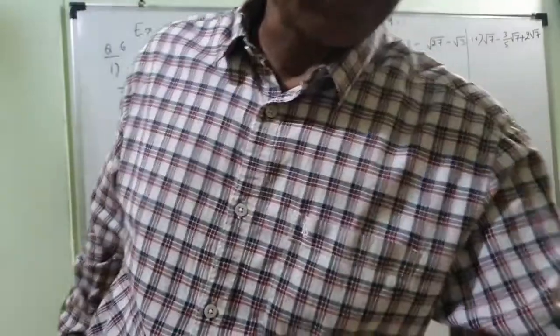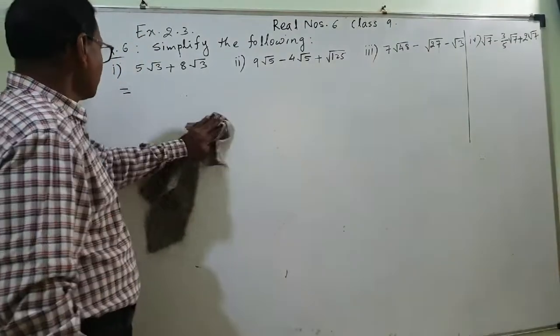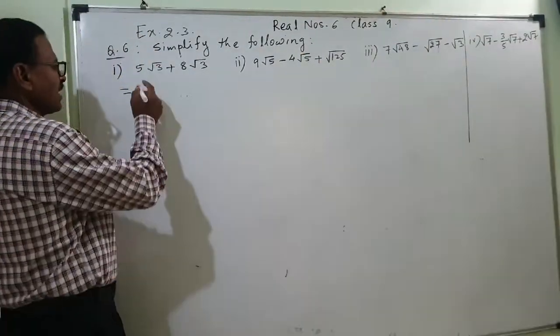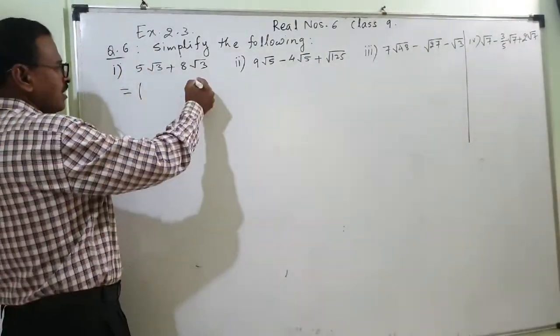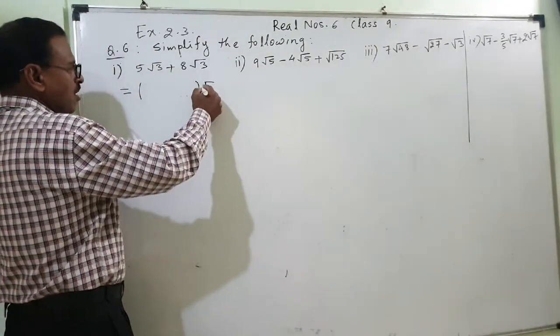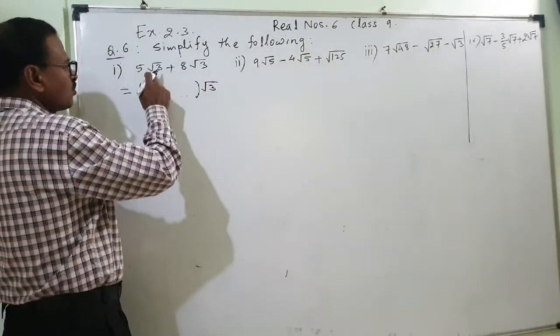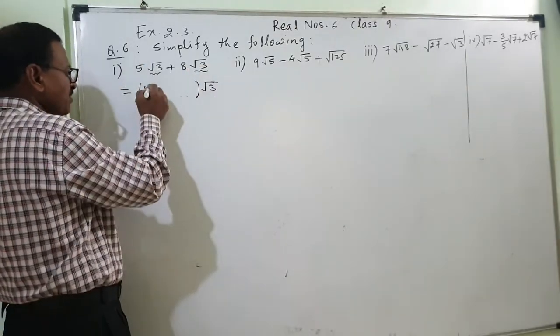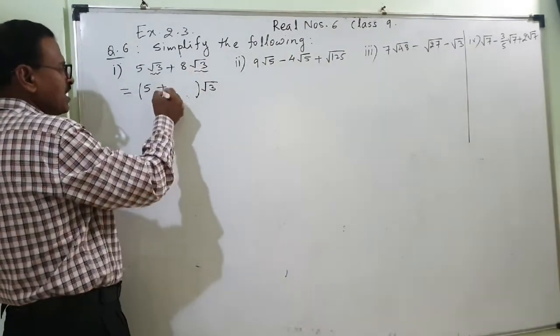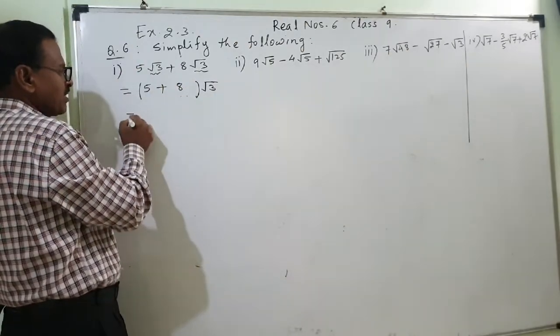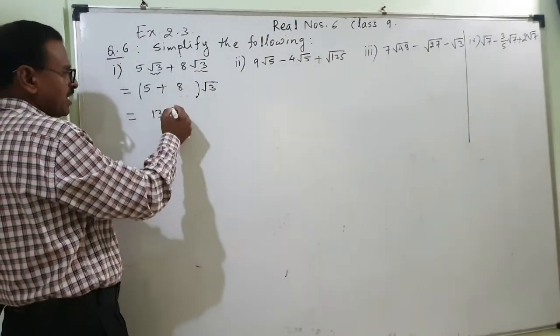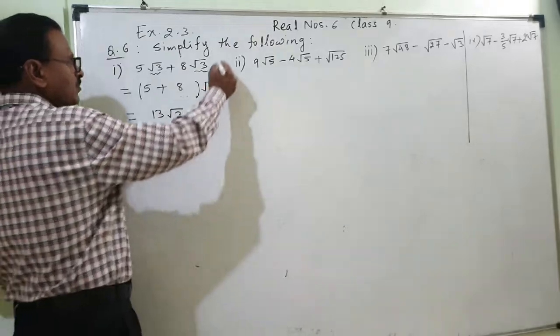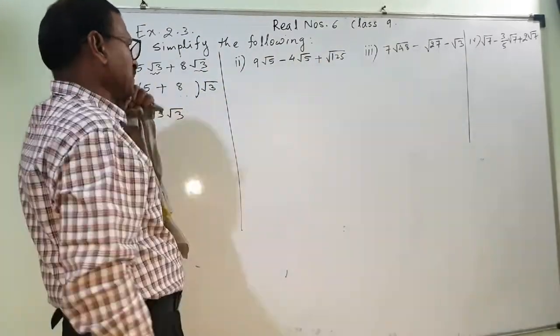So remember this. Now these are the like surds, so I can add them. Here root 3 is common. This root 3 is taken out. So here it is remaining 5 plus here it remains 8. So that is equal to 8 plus 5, 13 and root 3. So this is the answer for this.